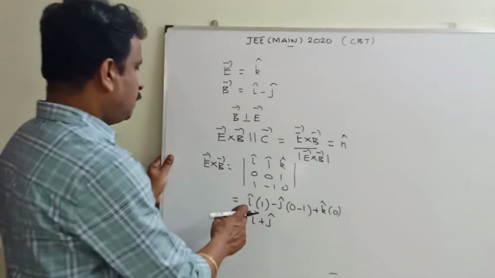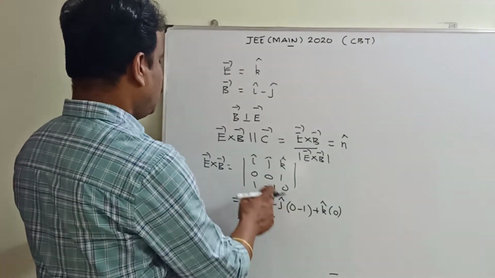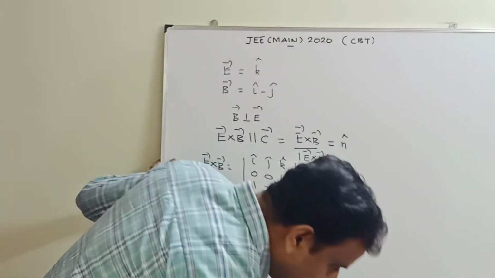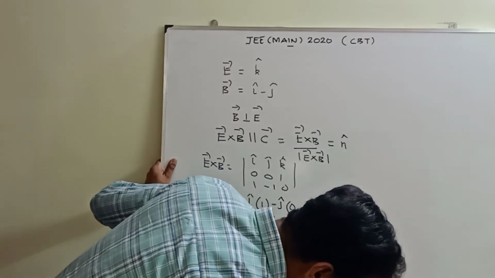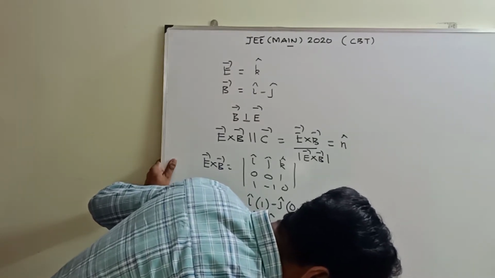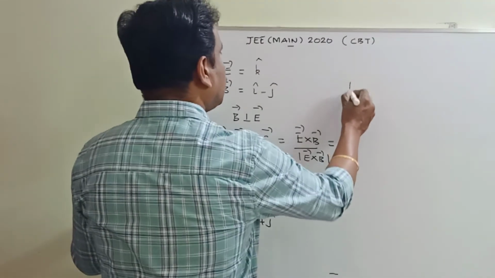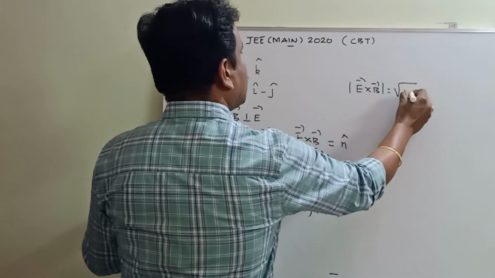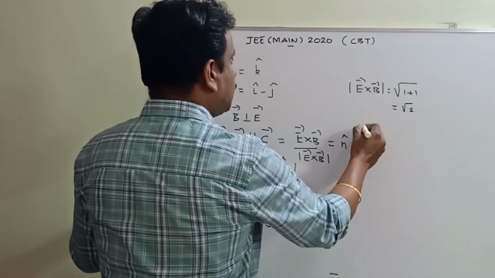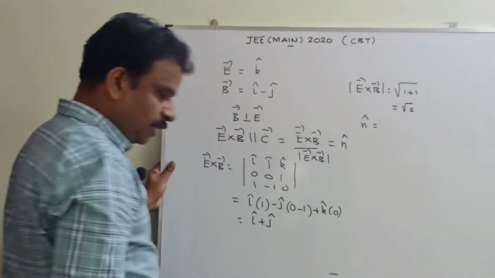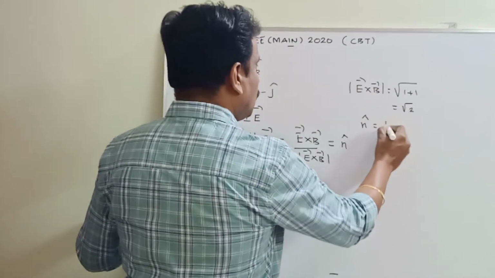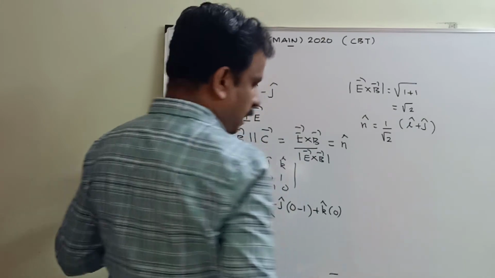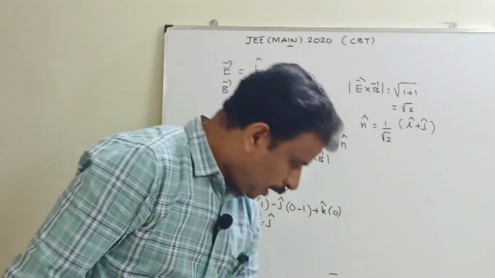One minus 1. So this will be i, and minus j, for minus j 0, 1 into 1 minus 1. So minus into minus plus. So you will get i plus j. If you take the modulus of this vector, E vector cross B vector, that will be equal to square root of 1 plus 1, which will be equal to root of 2. So the answer is 1 by root 2 (i cap plus j cap). So this is the direction of the propagation of the electromagnetic wave.